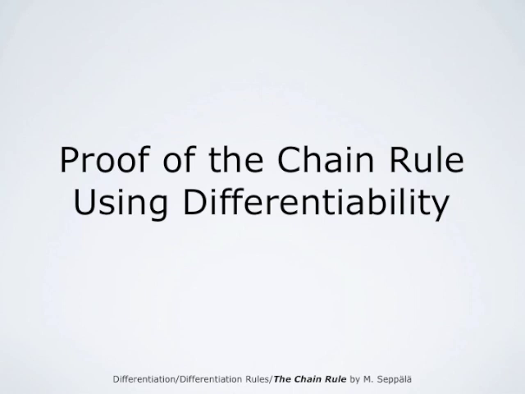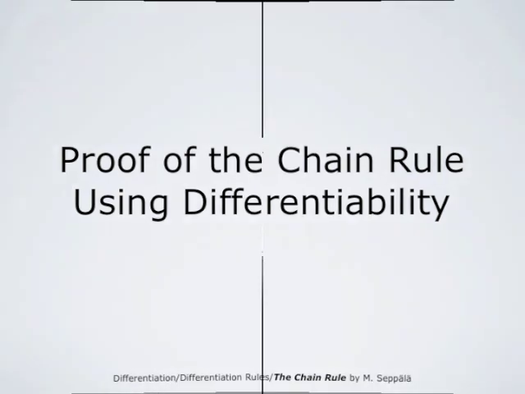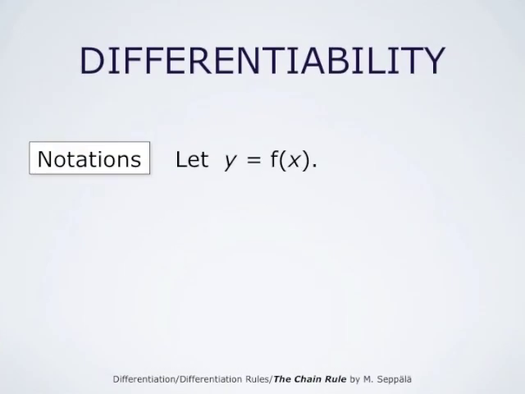A moment ago we presented a justification for the chain rule using the definition of the derivative as the limit of the difference quotient. That justification is not quite general. There are situations where it cannot be applied. A rigorous proof of the chain rule can be based on differentiability. Let me start by recalling the notations related to differentiability.